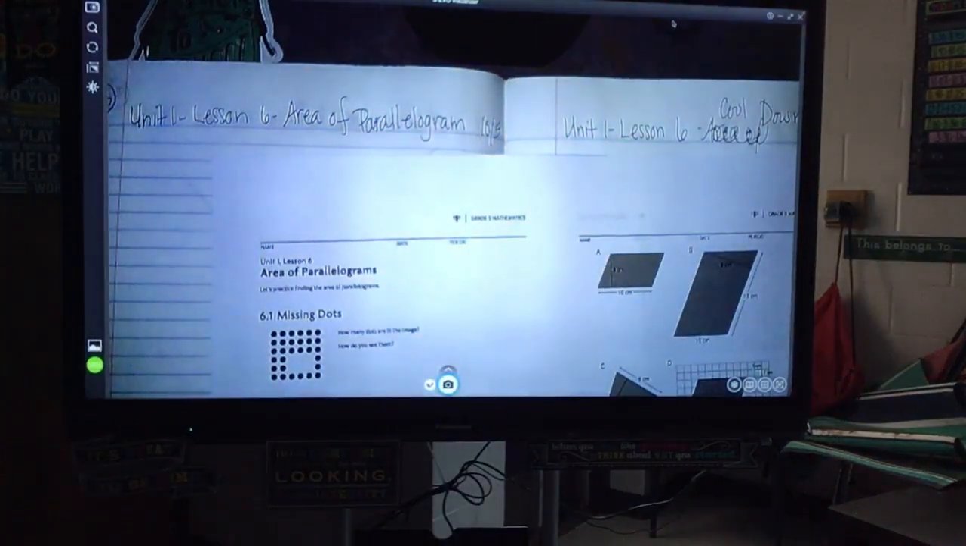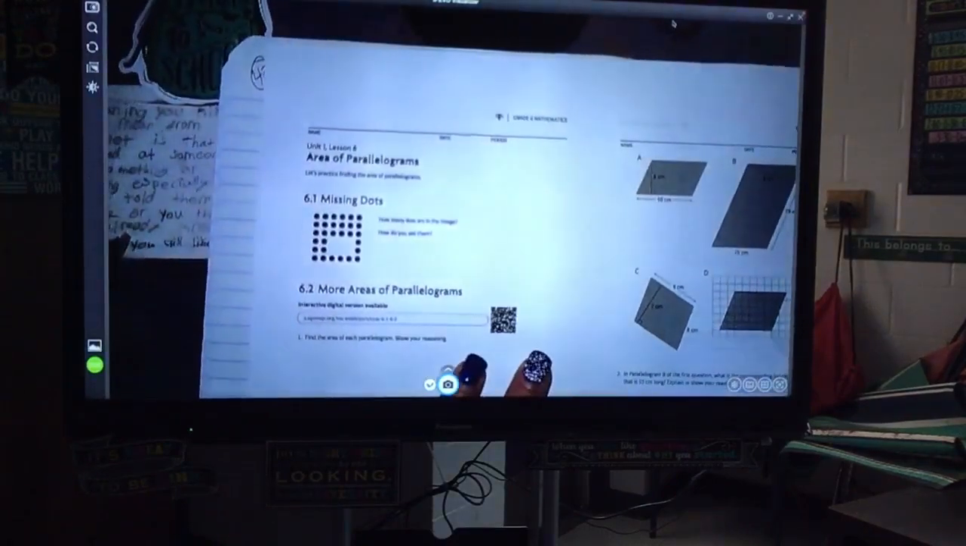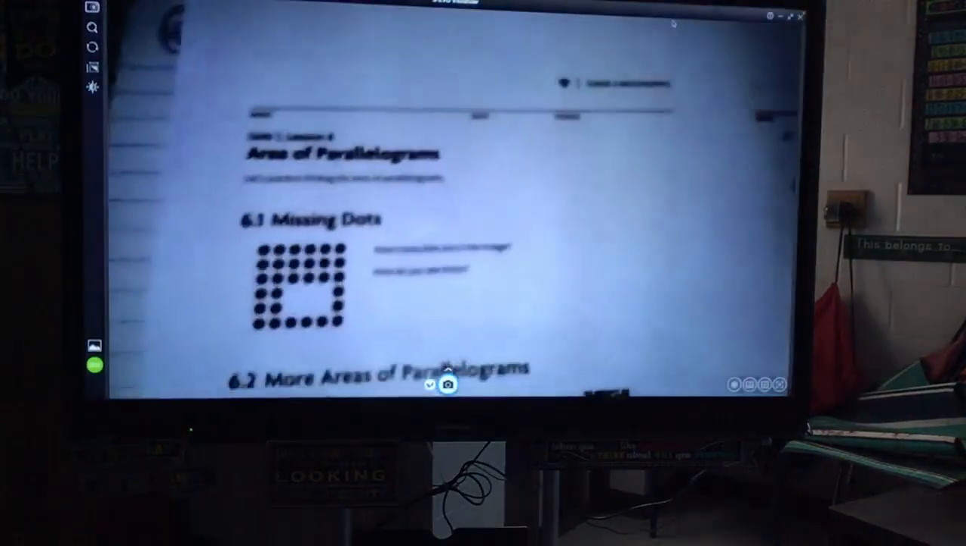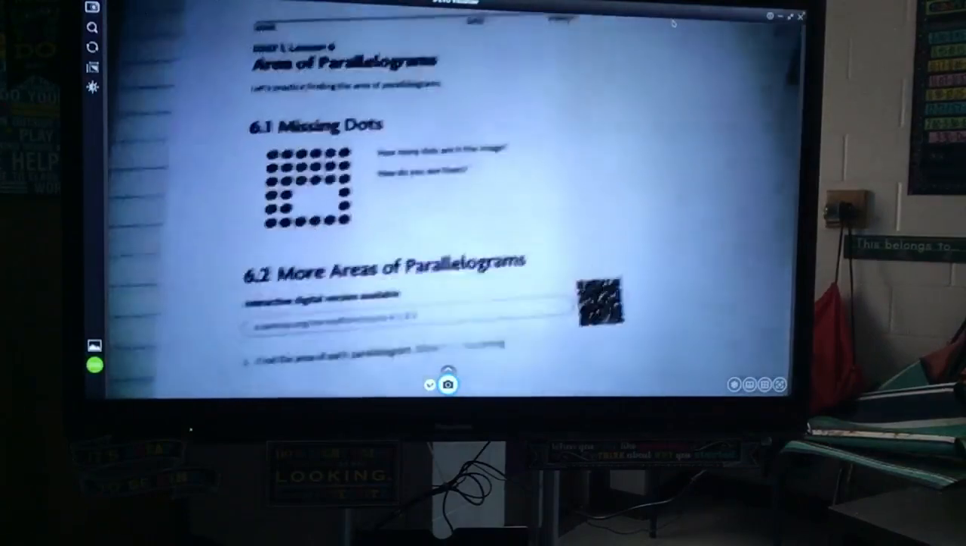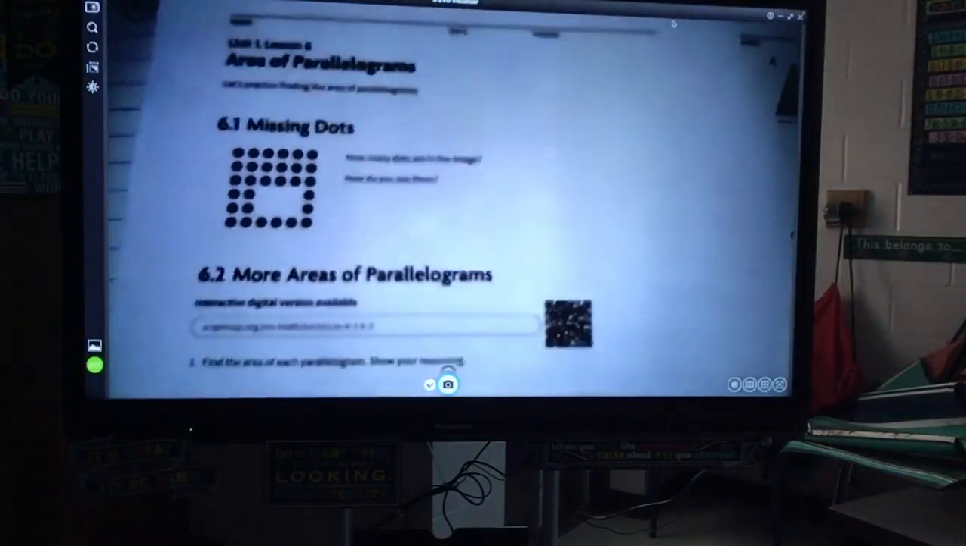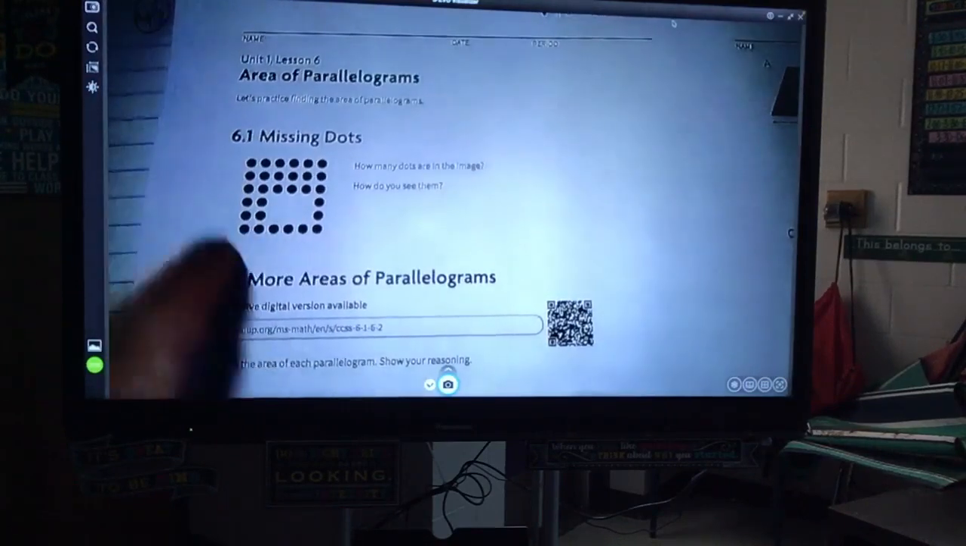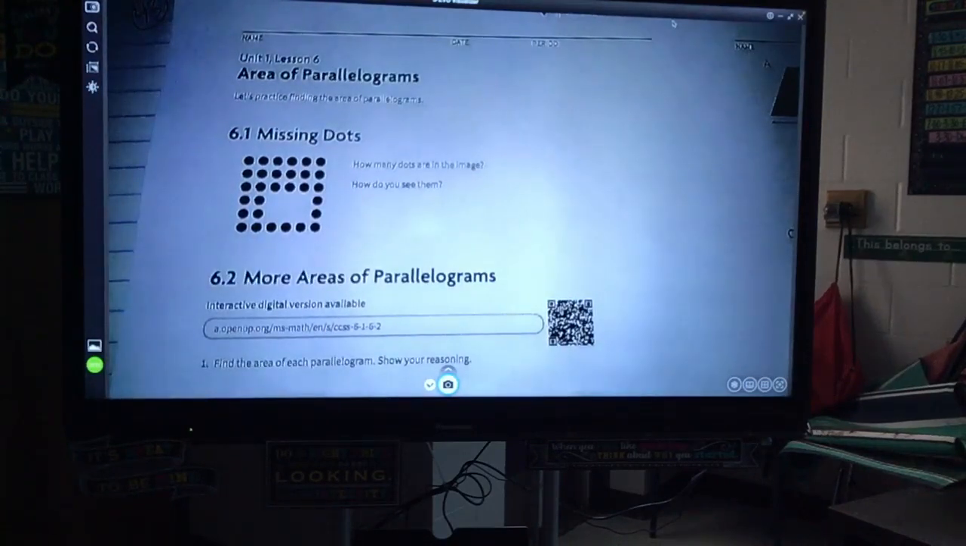Looking at our warm-up, which is 6.1, it is discussing the missing dots. So it says, how many dots are in the image and how do you see them? All right, so looking at this right here, how many dots do you have and how do you see them? I'm going to give you a minute. Go.